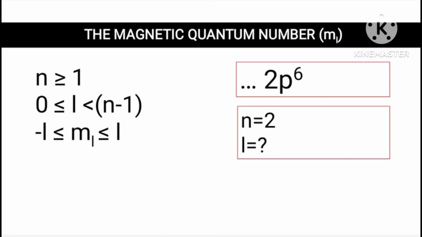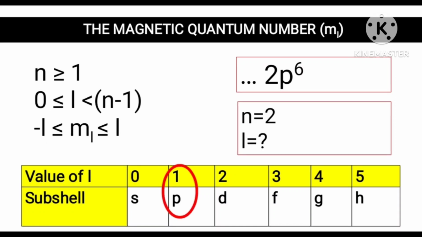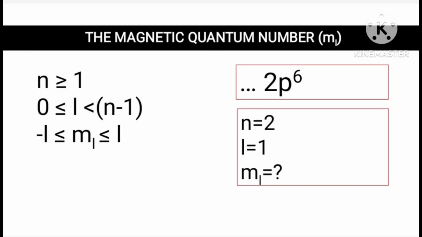Why 1? Because it's actually n minus 1. In our case, n is 2, so L will be 1, either 0 or 1. But which of them? Let's again remember this table. You see? So we have 2P subshell. If this is P subshell, the value of L will be 1. So L equals 1. Okay?